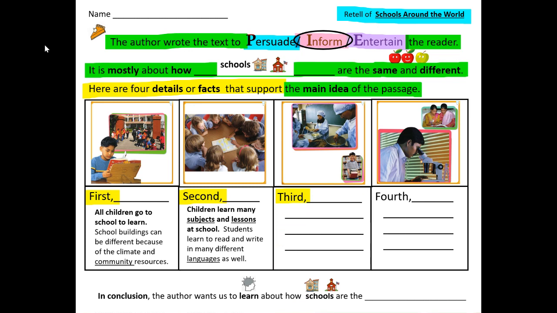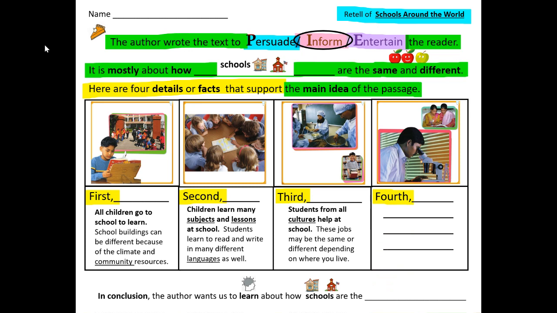Third, how do children help at their school? Well, students from all cultures help at school. These jobs may be the same or different depending on where you live.